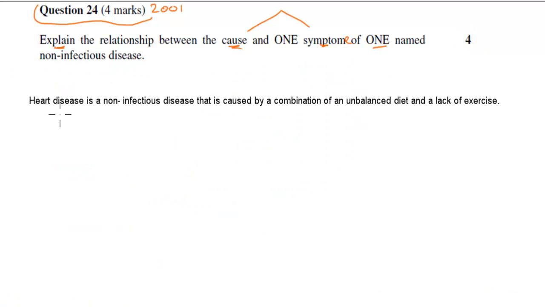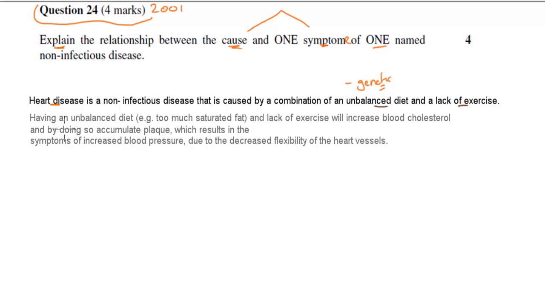So I write, heart disease is a non-infectious disease that is caused by a combination of unbalanced diet and a lack of exercise. There are more things as well. Genetics plays a role, etc. But here I've quickly given an idea of what heart disease is. I've named my non-infectious disease, and I've quickly given a cause as well. Now I name a symptom, but I've also linked the symptom to the cause. So I say, having an unbalanced diet, for example too much saturated fat, and lack of exercise will increase blood cholesterol. So this is the cause. It will increase blood cholesterol, so that's a problem.